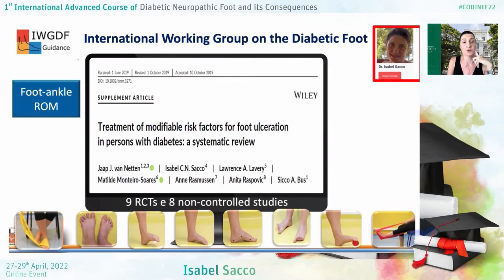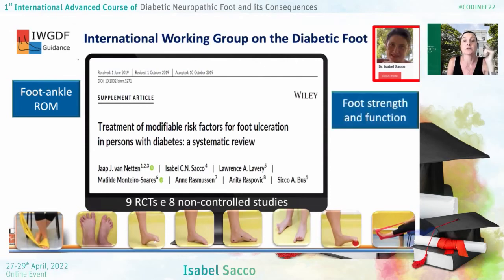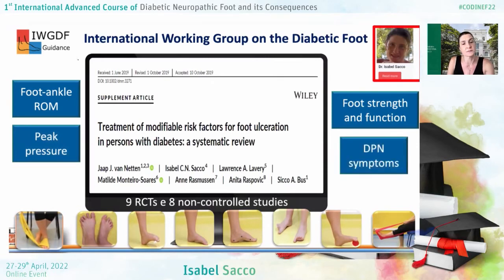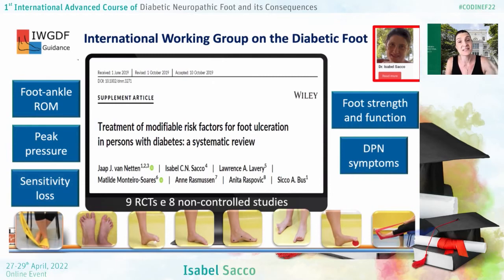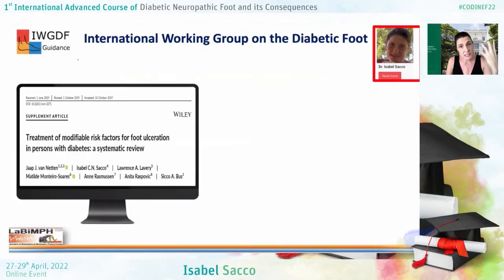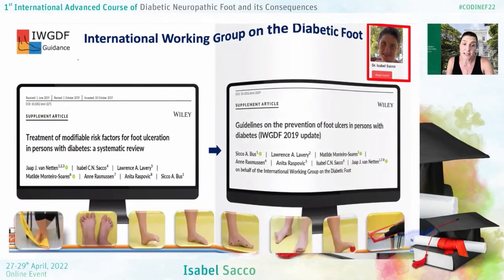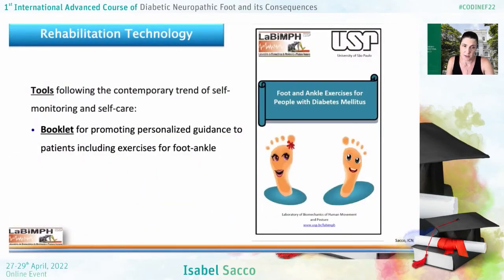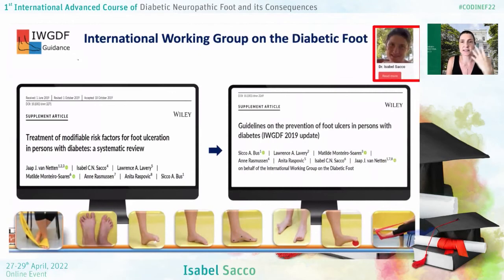The positive outcomes were related to improved foot and ankle range of motion, which is a risk factor, improved foot strength and function, which is also a risk factor, reduced peak pressures, improved neuropathy symptoms, and reduced sensitivity loss. So, based on these promising results, for the first time, the International Working Group incorporated in the guidelines recently published the foot-related exercises as a strategy to prevent the modifiable risk factors for foot ulceration.